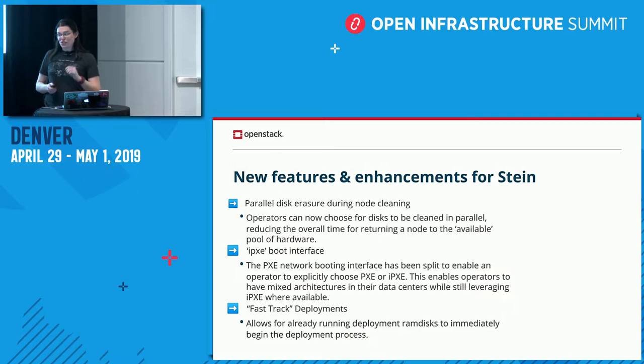And the last feature we merged, I think it was actually the very last feature we merged, was what we call fast track deployments, where essentially if the agent is already online and running by some means, we will not power the machine off, and will immediately trigger deployment on that machine. So that can remove multiple reboot cycles from a deployment. So it's incredibly powerful in terms of getting a deployment done quickly.